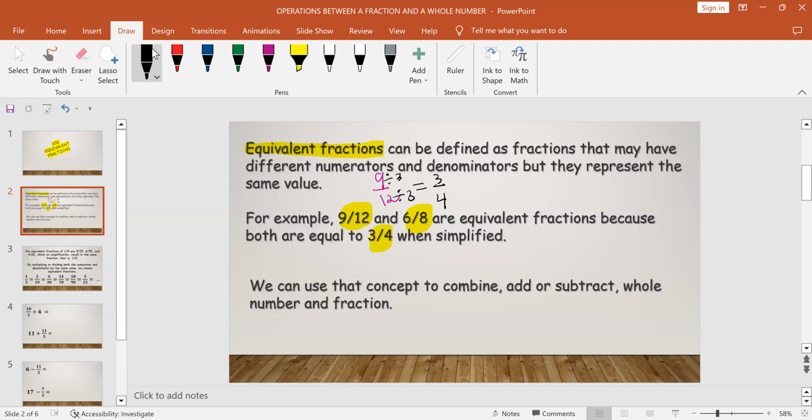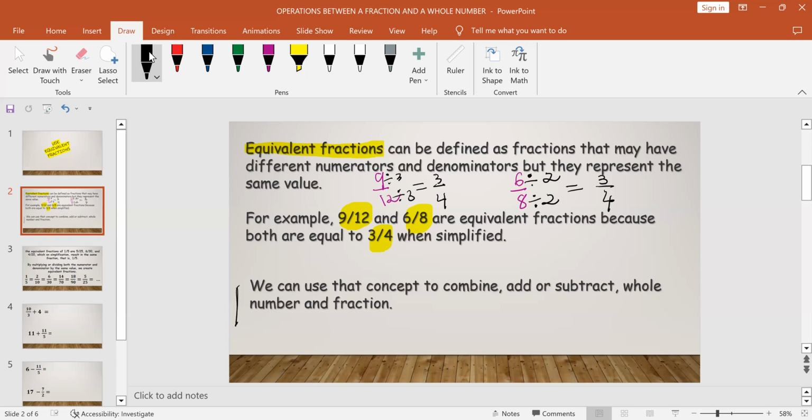For 6/8, we can divide the numerator and the denominator by, again, a common factor. A number which goes into 6 and at the same time into 8 is 2. So we have 3/4.